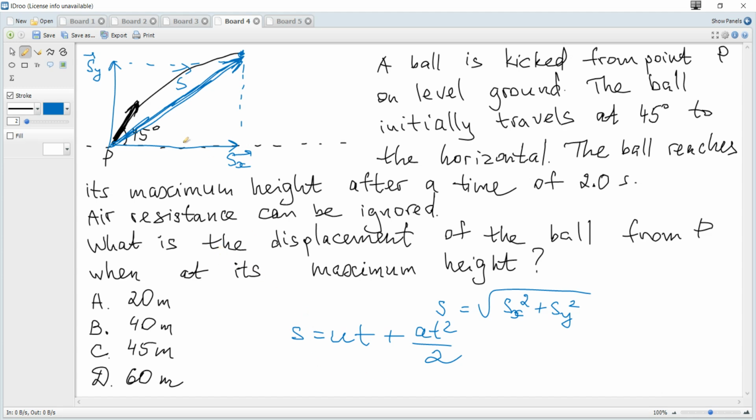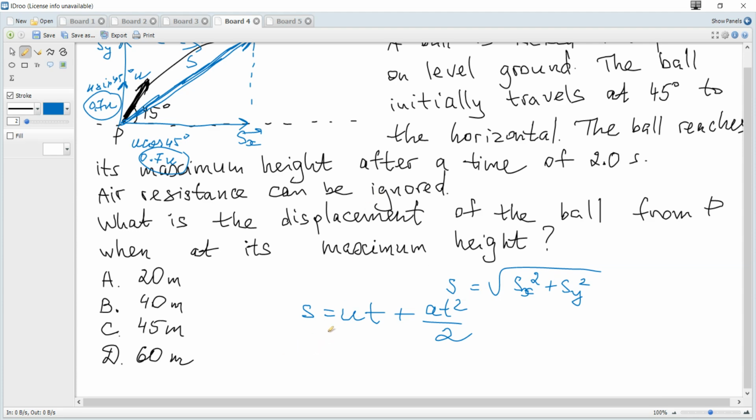So first of all, it is given that there is some initial velocity, let it be u, and hence the horizontal component of the initial velocity is u cosine of 45. Cosine of 45 is root 2 over 2. Root 2 is 1.4, so it's approximately 0.7 u. And the vertical component of the initial velocity is u sine of 45. And sine of 45 is also root 2 over 2, so it's also approximately 0.7 u.